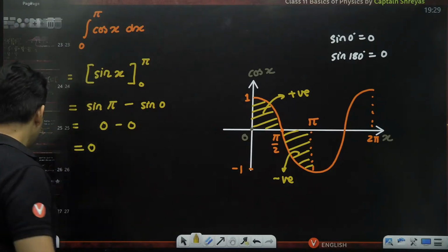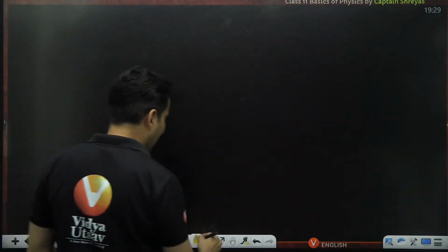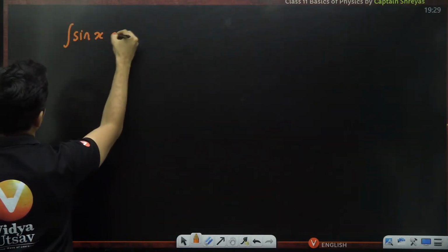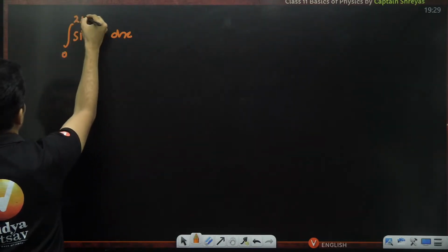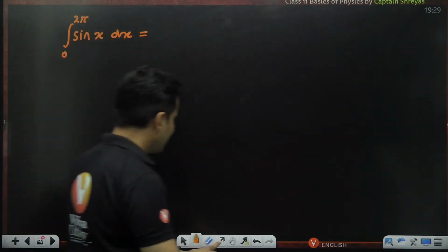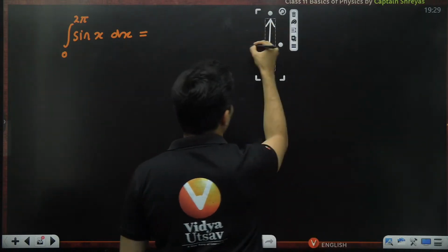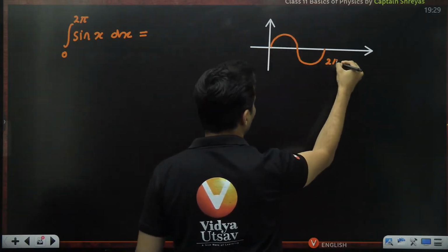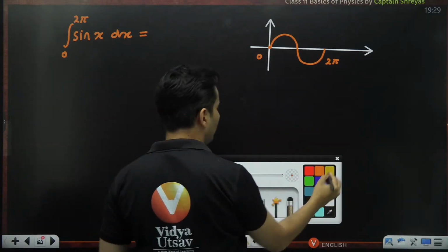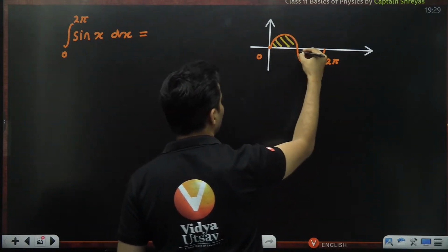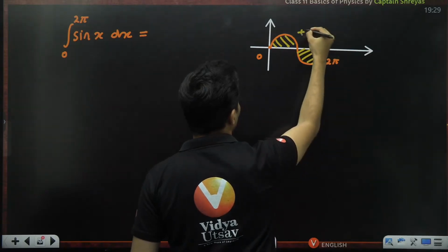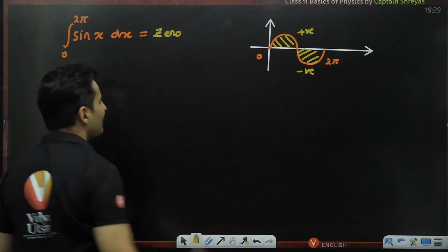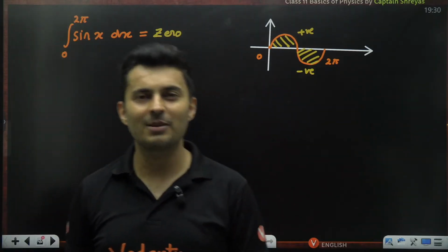Now, imagine I ask you, can you tell me the integration of sine of x dx from 0 to 2 pi? Guys, think about the sine of x function, how will it look? It will be like this from 0 to 2 pi. So when you try to find the area, this area will be positive, this area will be negative. So this positive and negative area will cancel out. Hence, the correct answer to this will be a big fat 0.